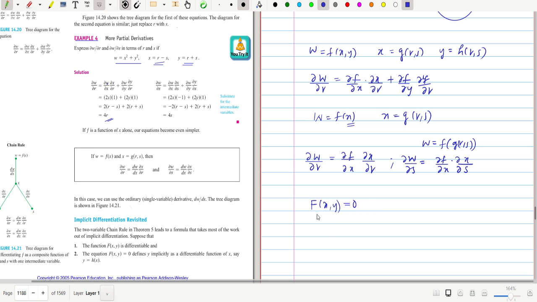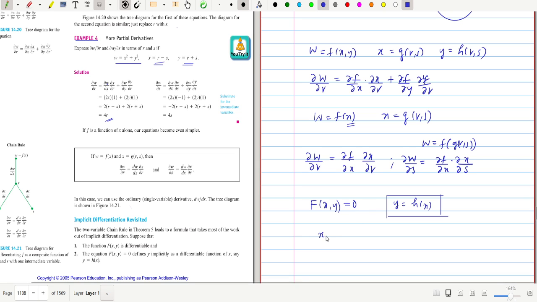If f of x, y equal to 0 is the usual case, we consider this as y equal to some h of x, but we are not given this explicitly. We are given some formula or some equation f of x, y equal to 0. Say, in the usual case we have discussed x squared plus x cubed y cubed plus 3xy equal to 0.